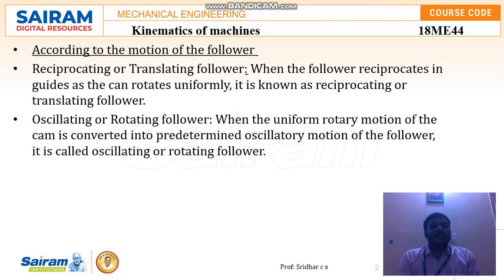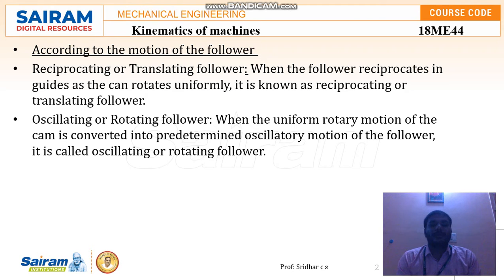As we know, followers are mainly classified into three categories. The first one is according to the motion of the follower. According to the motion of the follower, it is further classified into two categories: reciprocating or translating follower, and oscillating or rotating follower.